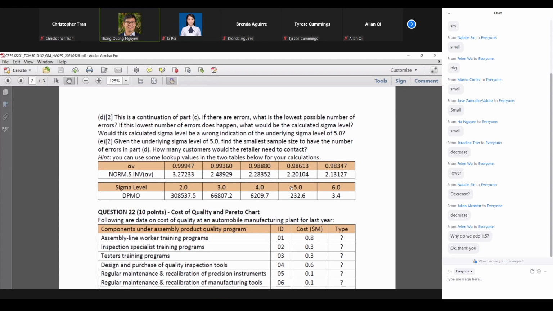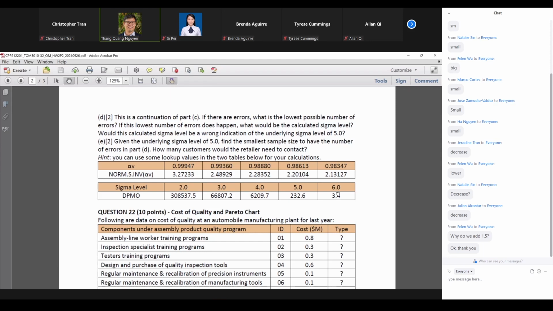But if companies invest much more, they will reach 5.0. Then out of 1 million units, they only have 232 defects. And of course, some companies have to work at the Six Sigma level, right? Or 6.0 sigma, or even more, 6.1, 6.2, it can be any decimal number. Then they have to invest much, much more. And then out of 1 million units, they only have 3.4 defects, right? So it's a very impressive process with near zero defects. They have to spend a lot of money and effort on it.